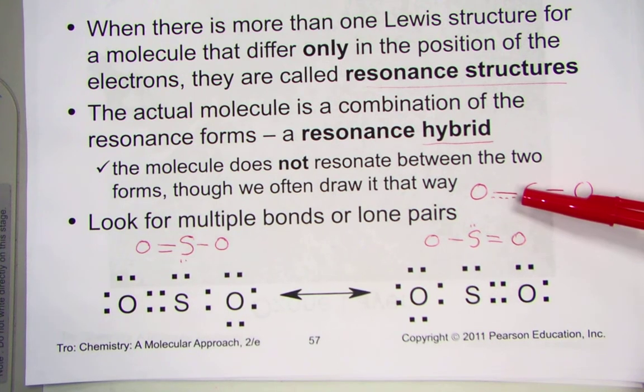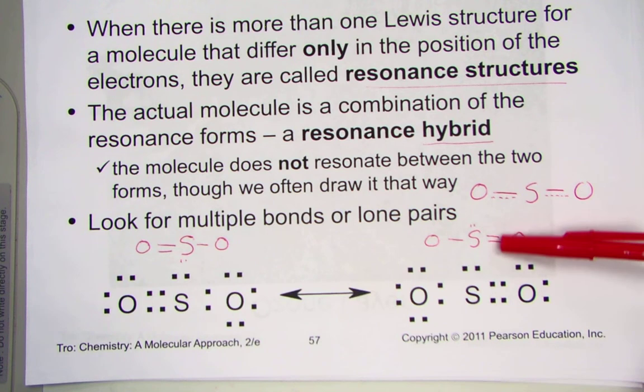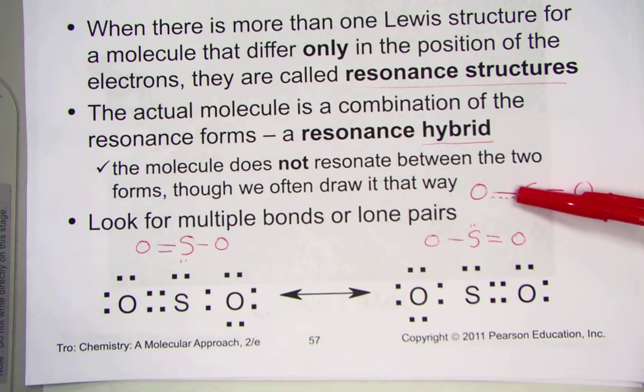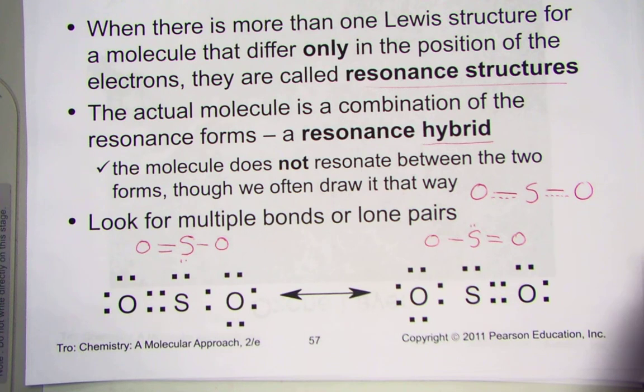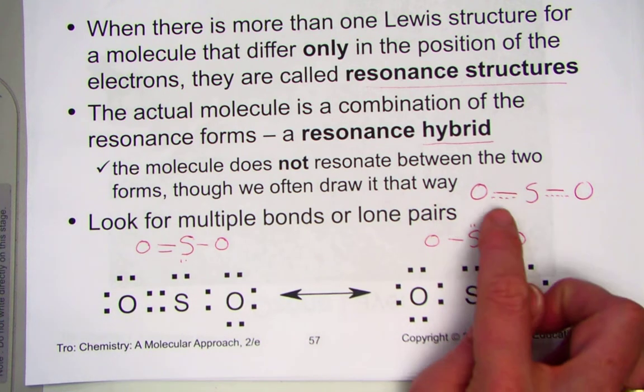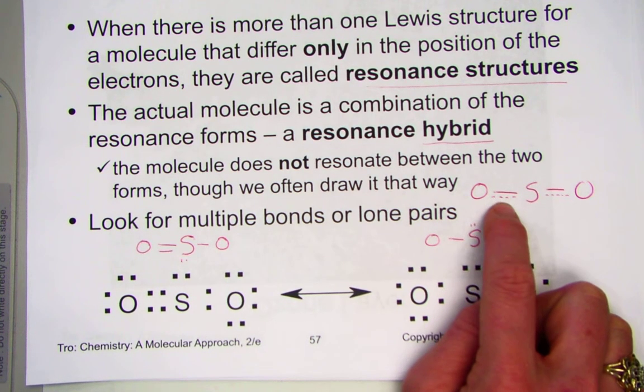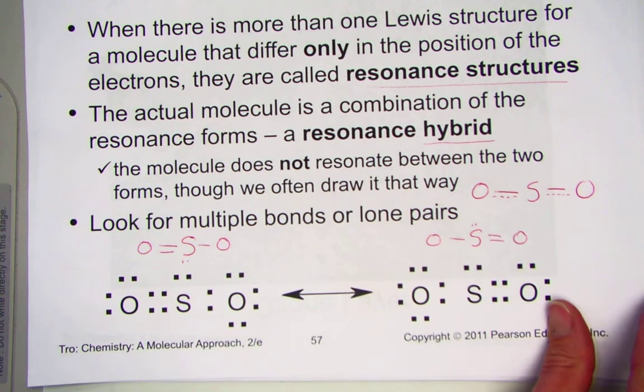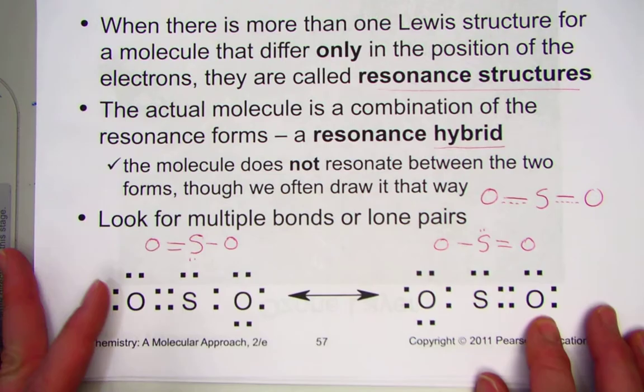In other words, the solid line represents a single bond. We know a double line represents a double bond, but a dashed line in this particular structure is a hybrid between the two. It is, in bond length, shorter than a single, but longer than a double bond. A hybrid between the two.